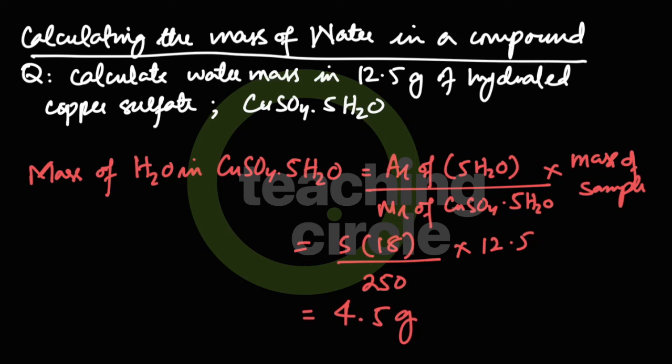So in this question, I have skipped that and just multiplied it directly with the mass of sample, and that is 5 into 18 over 250. 250 is the overall mass of this compound that I calculated. And you multiplied with the given mass, which is 12.5, and you get 4.5. So there is 4.5 grams of water in 12.5 grams of hydrated copper sulfate.